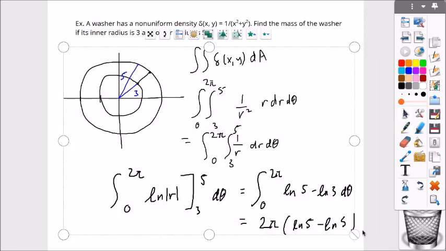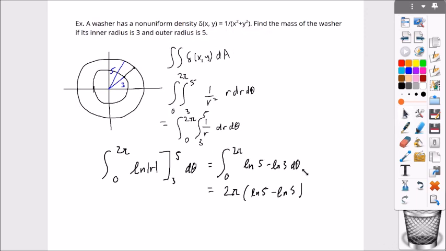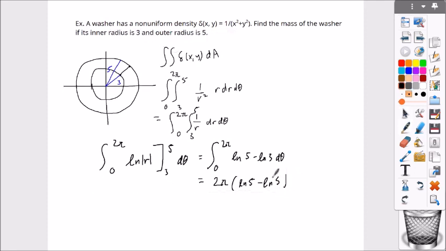That is the mass of the washer. It's not how much it weighs, the mass is the amount of stuff in the washer. It's 2 pi times the natural log of 5 over 3. And that is approximately, I'd say, like 8 or 10. I don't know what the exact amount is. Actually, it's probably about 5 kilograms.